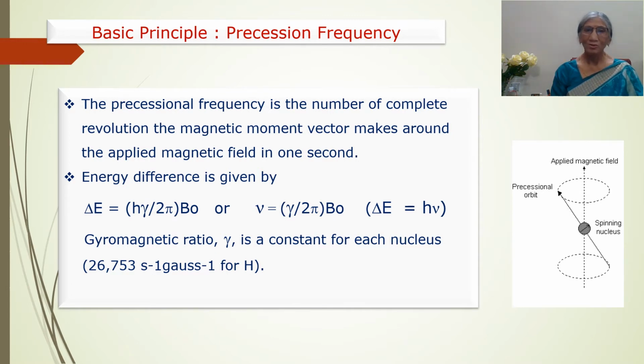Now we can represent this in terms of frequency also, because delta E is equal to h nu. So nu will be equal to gamma by 2 pi multiplied by B0. Here the gamma and 2 pi are constants. So we arrive at an equation that nu is directly proportional to B0. That is, the frequency is directly proportional to the strength of the external magnetic field.